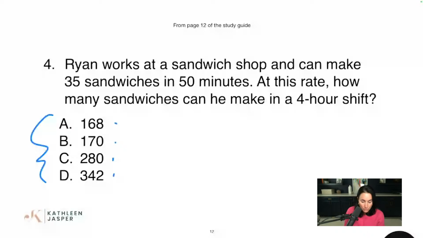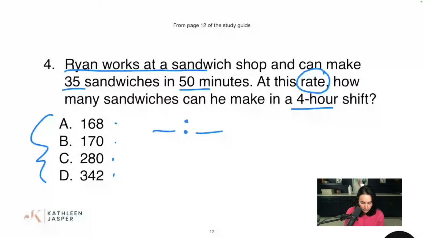Okay. So let's have a look here. Ryan works at a sandwich shop. He can make 35 sandwiches in 50 minutes. At this rate, keyword, how many sandwiches can he make in a 4-hour shift? This is a perfect proportion problem. A rate. What is a rate? A rate looks something like this, right?